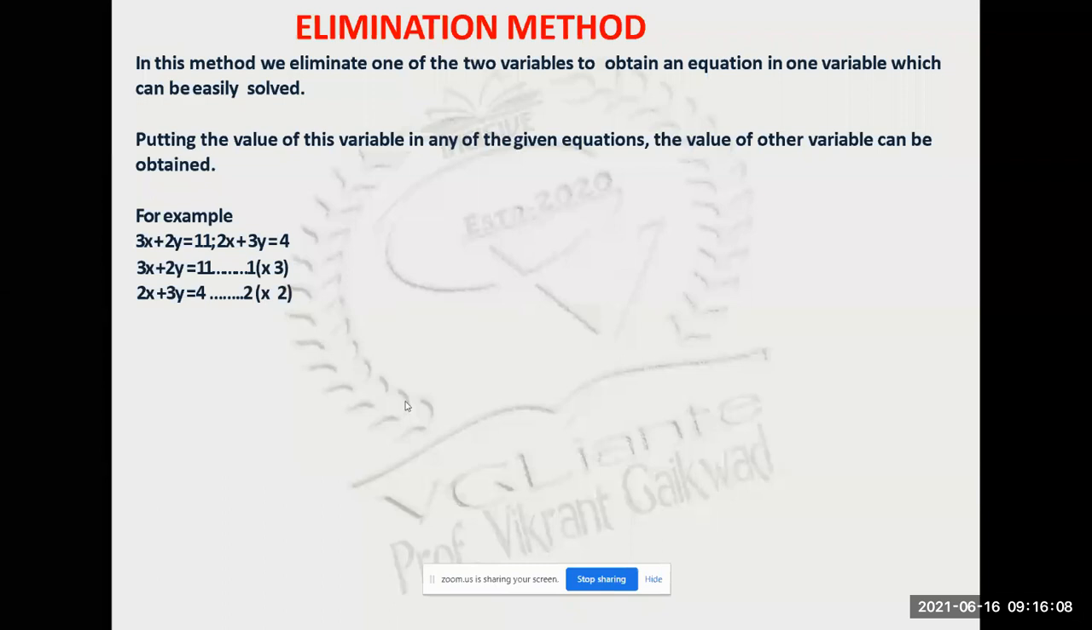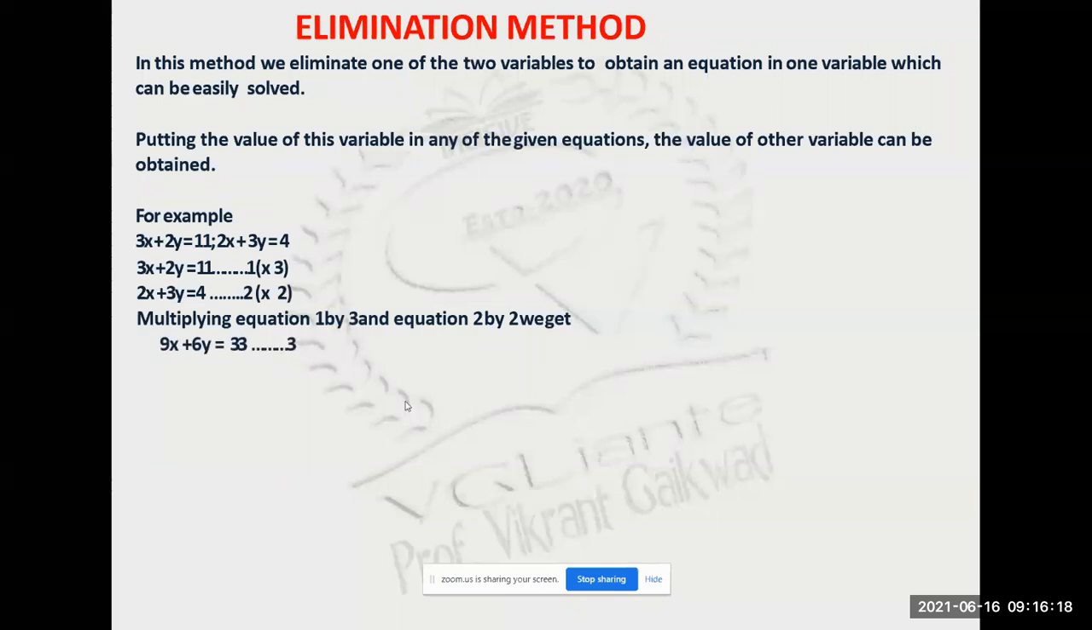So after multiplying that with 3, what are we going to get? We get 9x plus 6y equals 33. That is your equation 3, the first equation multiplied by 3. Now the second equation, multiplying with 2, you get 4x plus 6y equals 8. That is equation 4. Now subtracting 4 from 3.